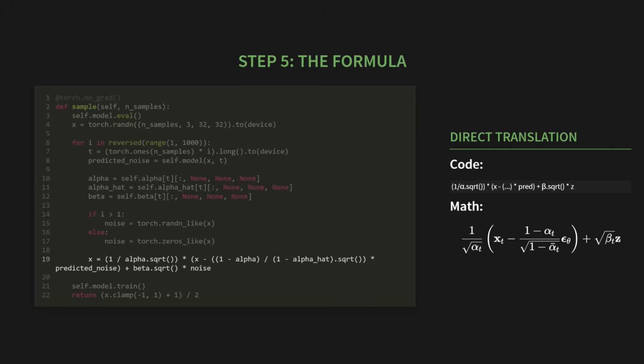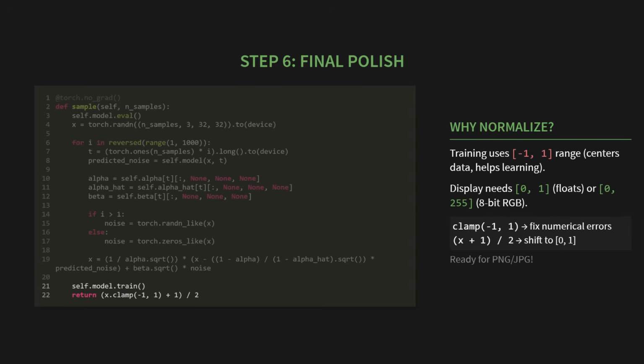This one line is repeated almost 1,000 times to create art from noise. We're almost there. Step 6, the final polish. After the loop finishes, our image tensor x is in the -1 to 1 range, which is great for training, but for display, not so much. We need to normalize it.